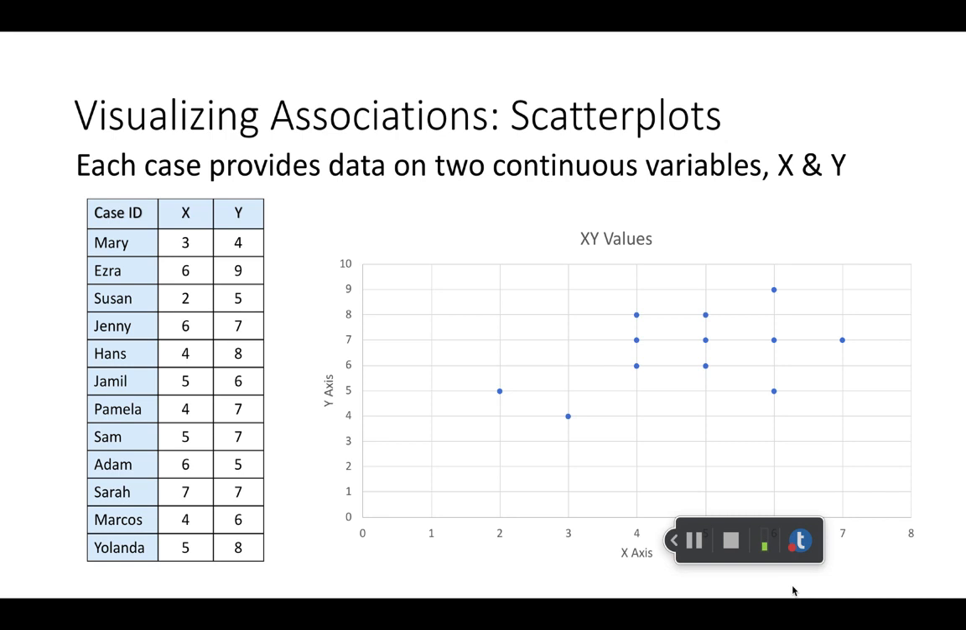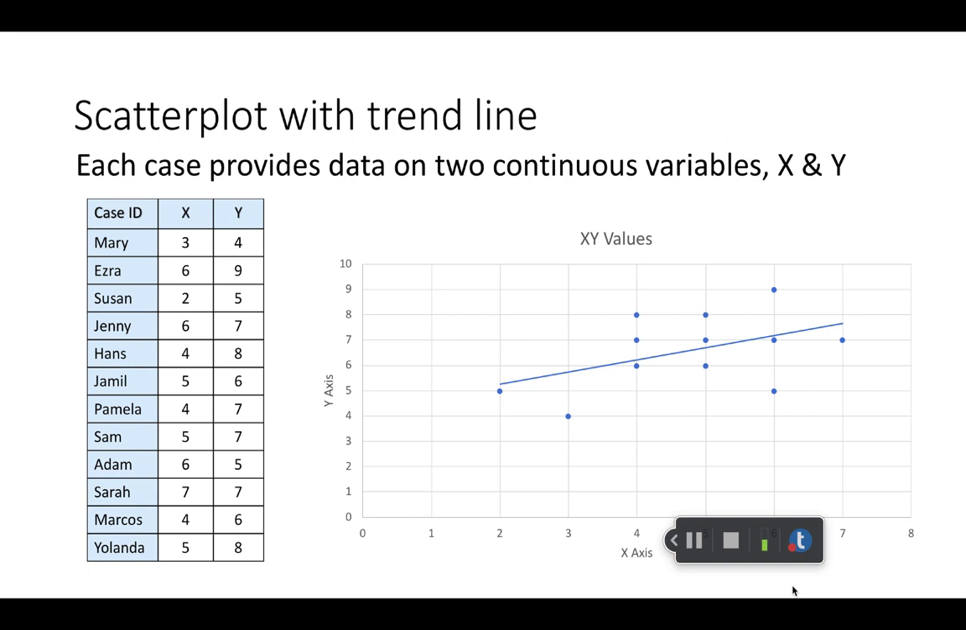plotted each case at the intersection of its values on the x-axis, the horizontal axis, and its values on the y-axis, the vertical axis. So you can find Mary's data at the intersection of 3 on the x-axis and 4 on the y-axis. All of the cases in this little hypothetical study are represented here. Then we can draw a line, it's called a line of best fit, through the data to show an overall trend, a pattern of association between x and y. So here's a scatter plot now with a trend line.